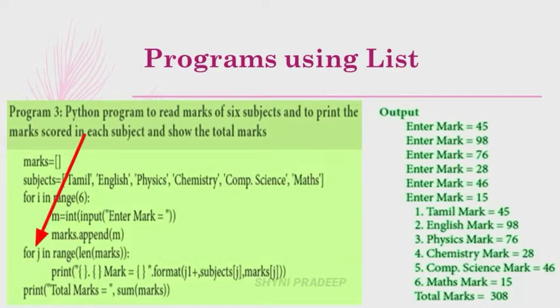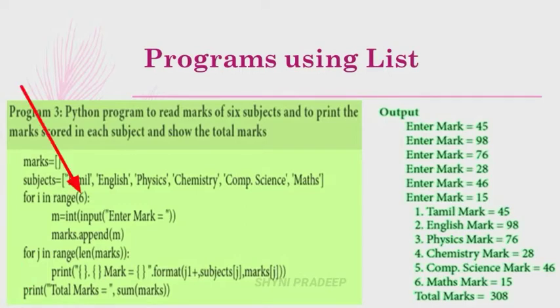And see the next line, print with curly braces. Here the format function is used, which means in the format function curly braces are used as placeholders or replacement fields. This curly brace is for the length of the marks, this curly brace is for subjects, this curly brace is for marks. And next, print total marks. The total marks, which means the sum of the marks, will be printed on the output screen.